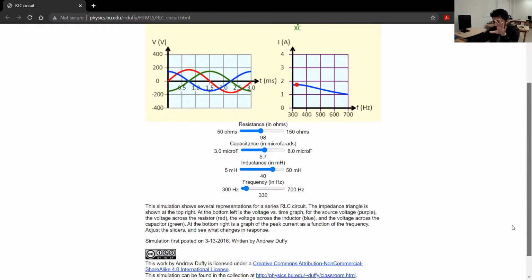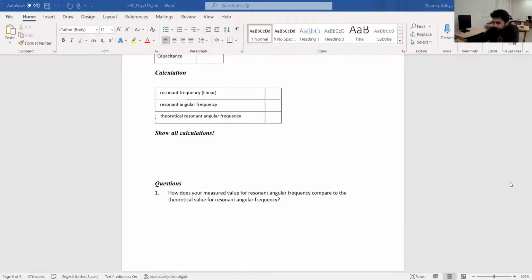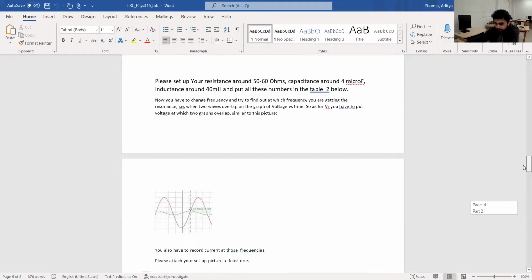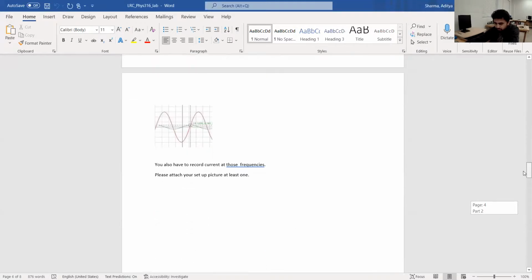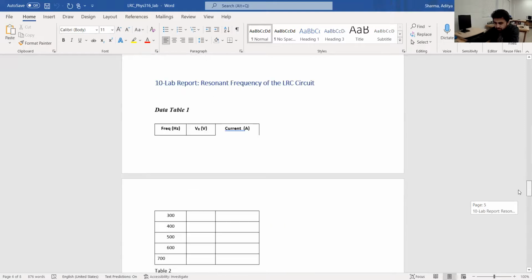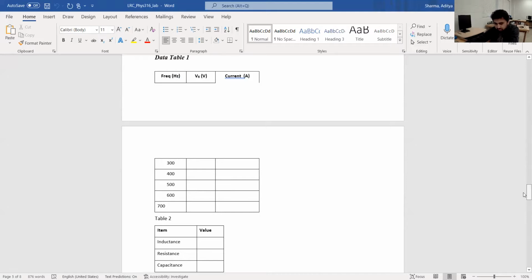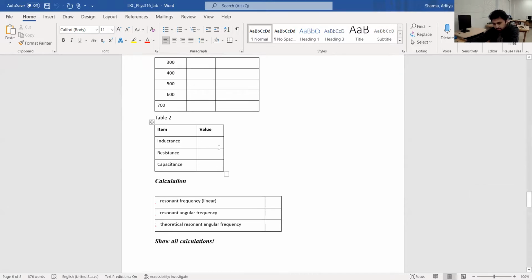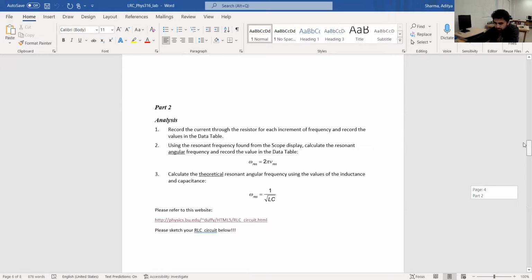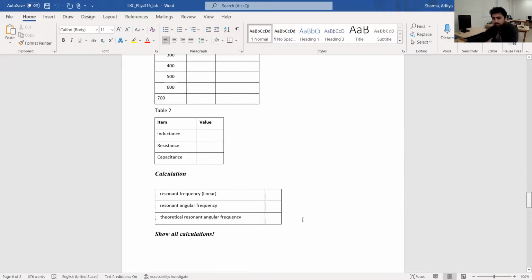So you do this. Okay, right, you have to record current at those frequencies. So you do it at 300, what is VR, what is current? For 400, 5, 6, 7, right? Table 2 says what is the inductance, resistance, capacitance. Once you know that, you can find the resonant frequency, which is just 1 over square root of LC.